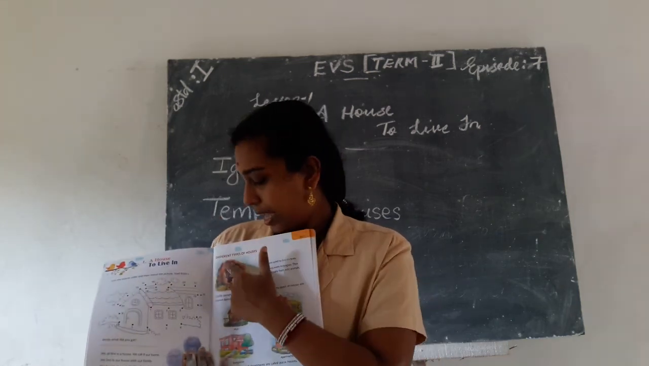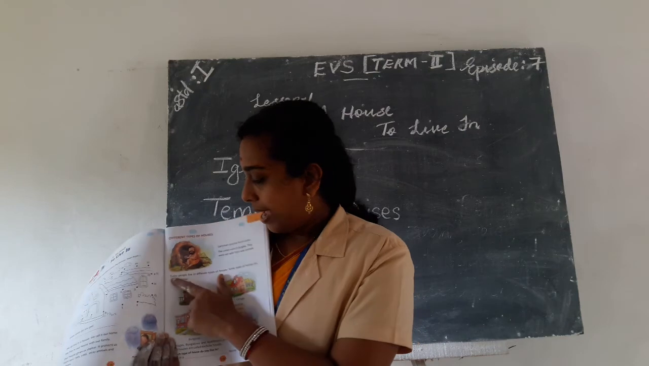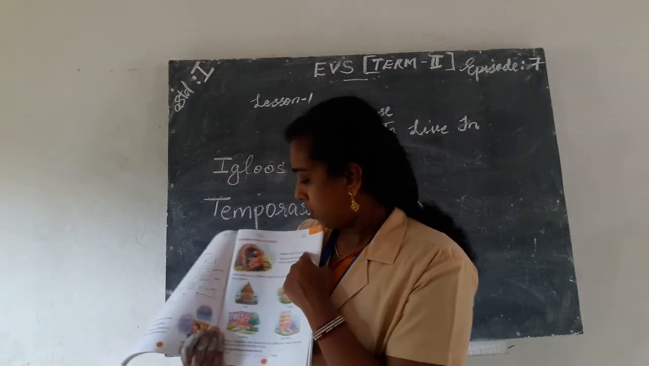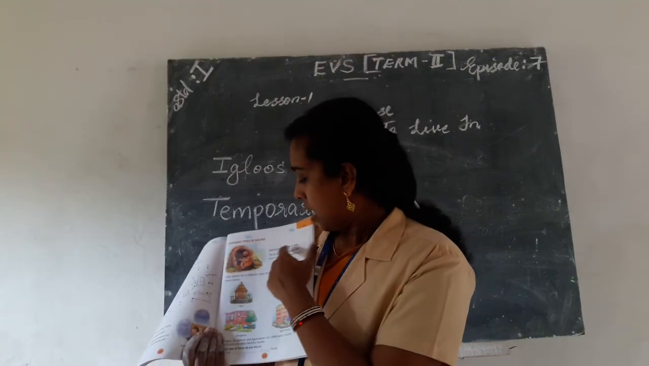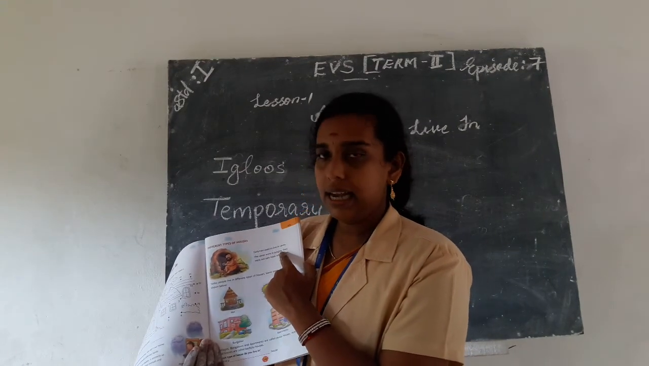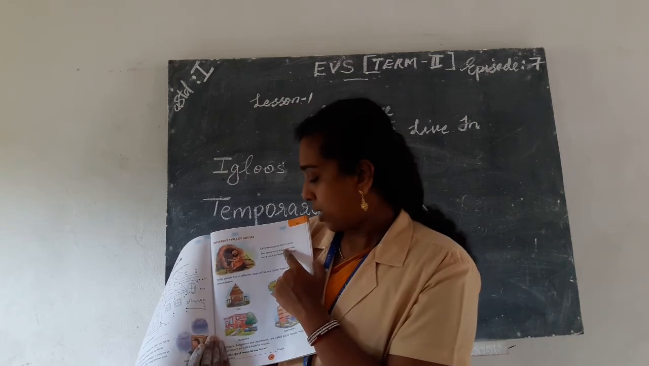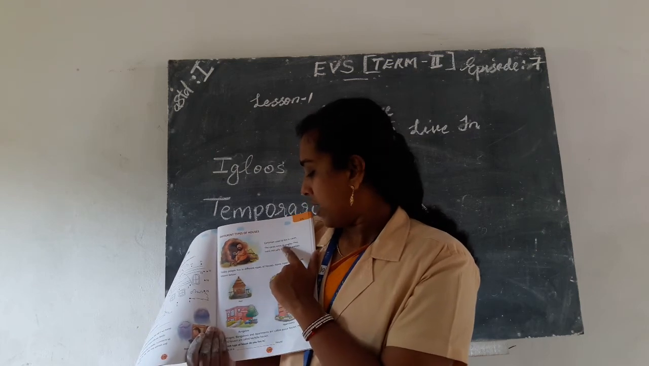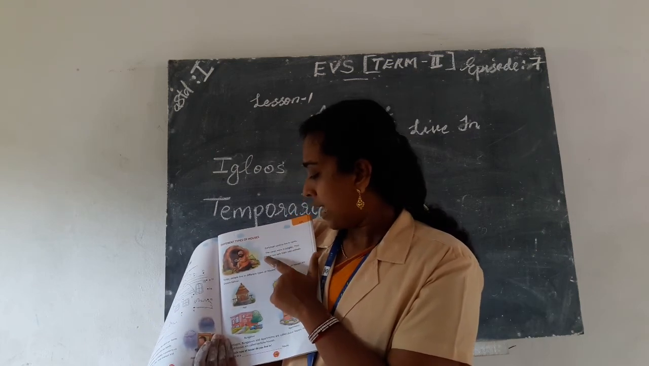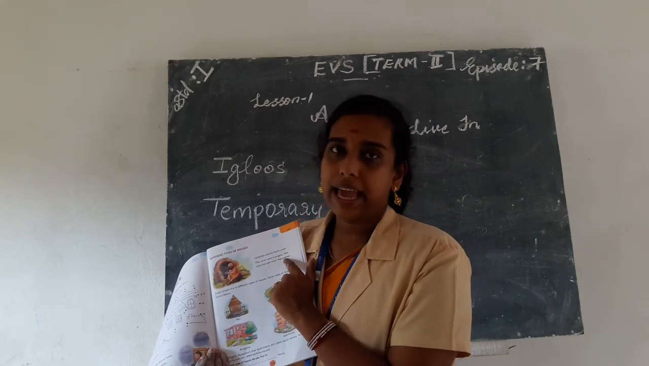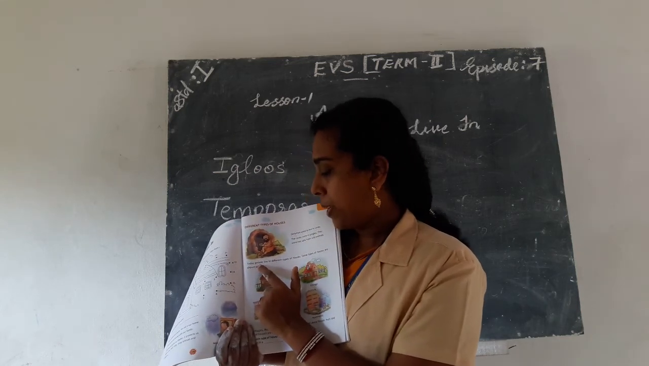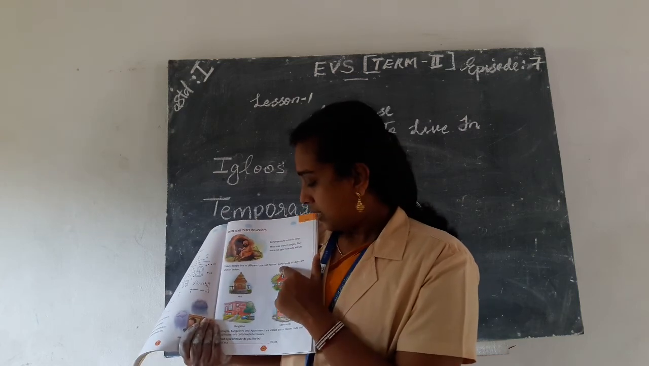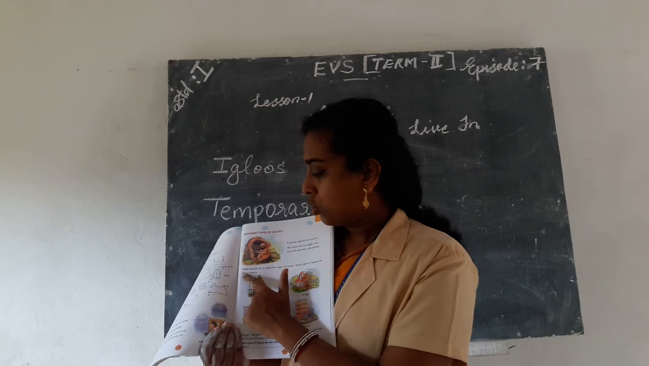Here, different types of houses. Early man used to live in caves. The caves were in jungles. They were not safe from wild animals. Today, people live in different types of houses. Some types of houses are shown below.